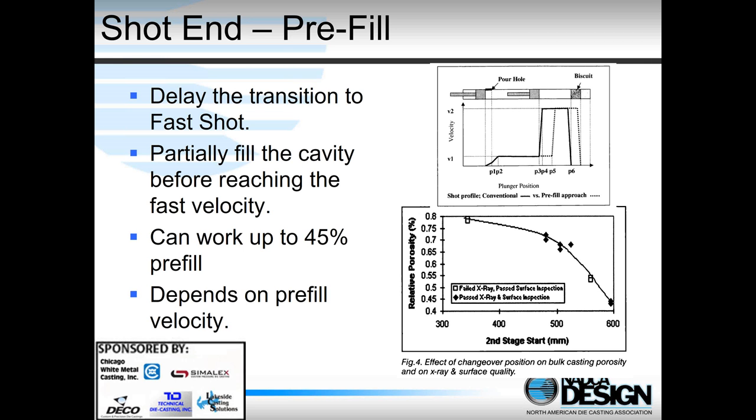But it doesn't always work. As I said, it depends upon cavity shape. Thin walls can be a problem. And again, as you can see in the bottom curve here, this is delaying the start of the fast shot versus the amount of relative porosity. You can see in this case, for this casting, they were able to reduce the porosity. But again, it didn't go to zero. It went to just less than 0.5% or so.